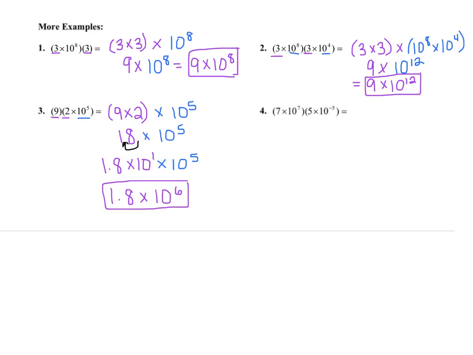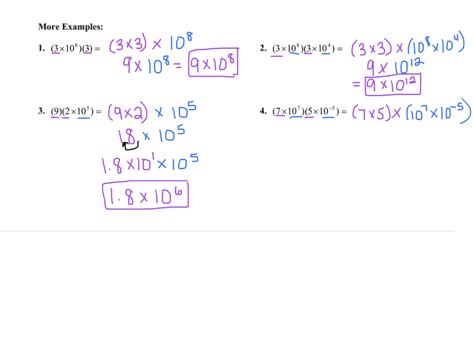It says 7 times 10 to the 7th power times 5 times 10 to the negative 5th power. Again, we want to move around our numbers and scientific notation. So 7 and 5, bring them together: 7 times 5 times our scientific notation, which is 10 to the 7th power times 10 to the negative 5th power.